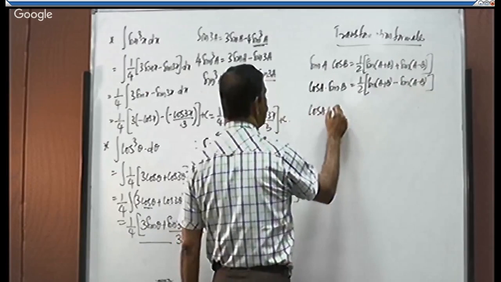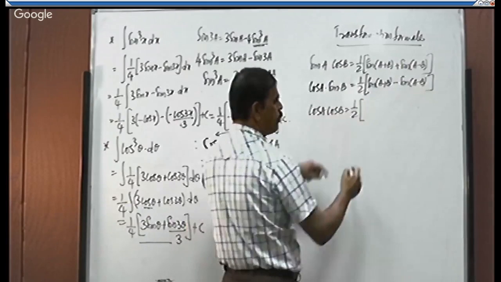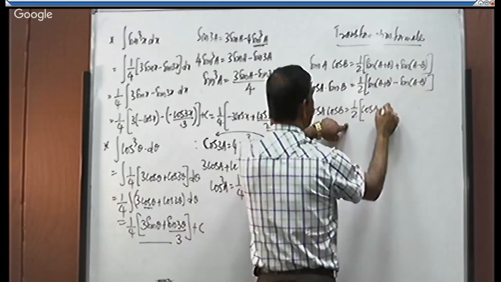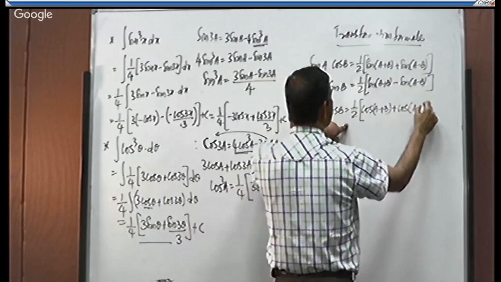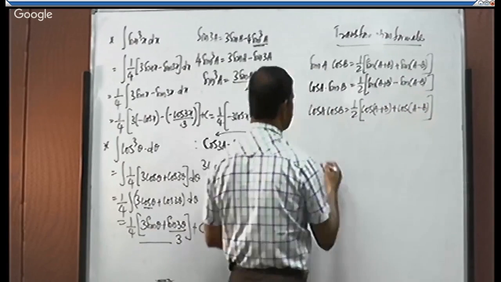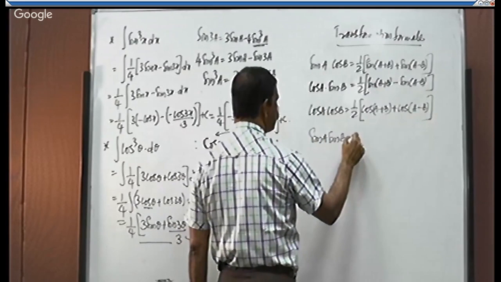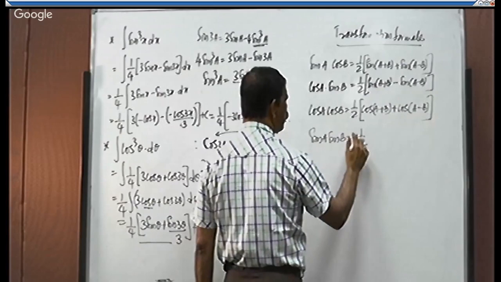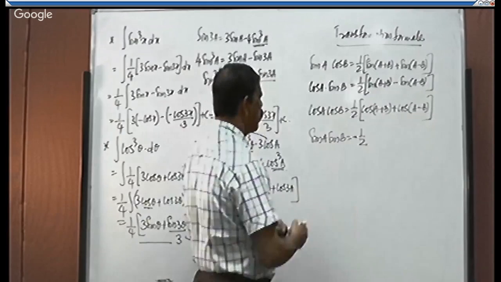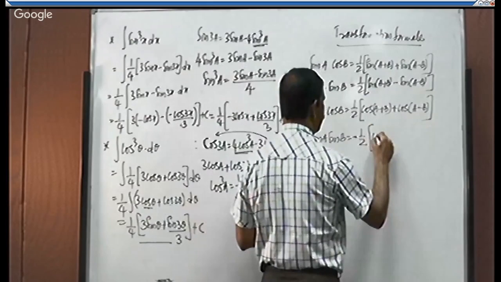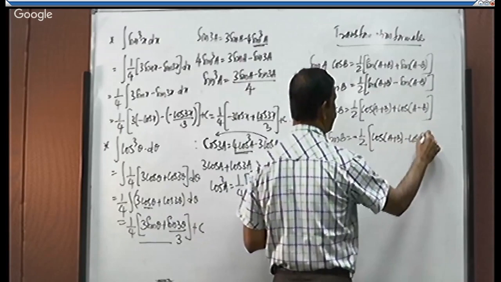Cos a cos b is equal to 1 by 2 into cos of a plus b plus cos of a minus b. Sin a sin b is equal to minus 1 by 2 into cos of a plus b minus cos of a minus b.